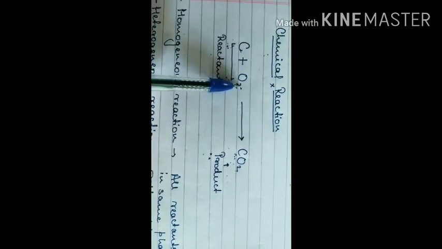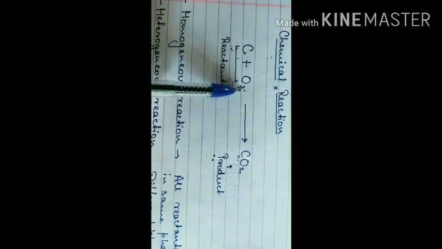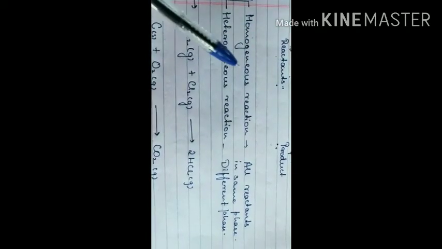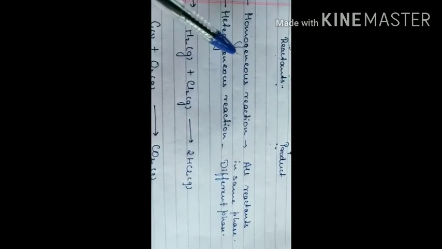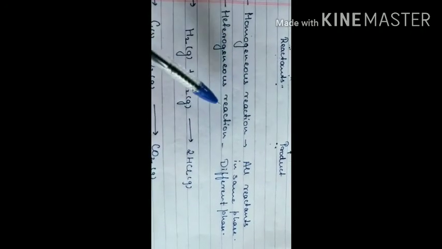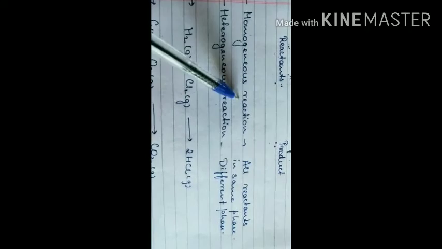Here carbon and oxygen combine and form carbon dioxide, which means the chemical properties of individual carbon and oxygen get changed into carbon dioxide. So this is chemical reaction. On the basis of the nature of reactants, chemical reaction is divided into two parts: homogeneous reaction and heterogeneous reaction. What is homogeneous reaction?